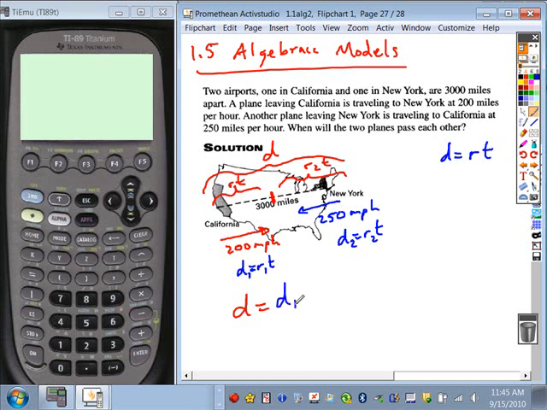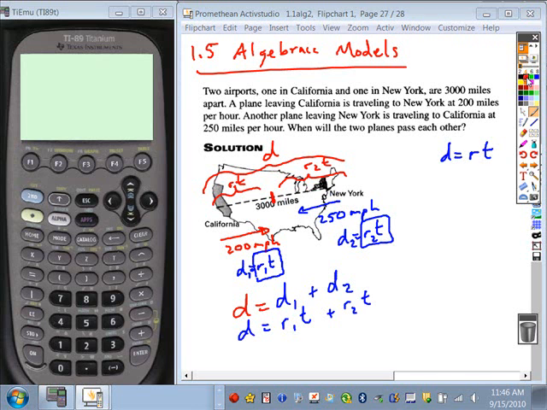Okay, so the overall distance is going to be the distance 1 plus the distance 2. Well, what can we express distance 1 as? Distance 1 is the first rate times the time, and distance 2 can be expressed as the second rate times the time. Okay, so this becomes our algebraic model. Okay, it allows us to model that situation with variables in mathematical sense or relationship.